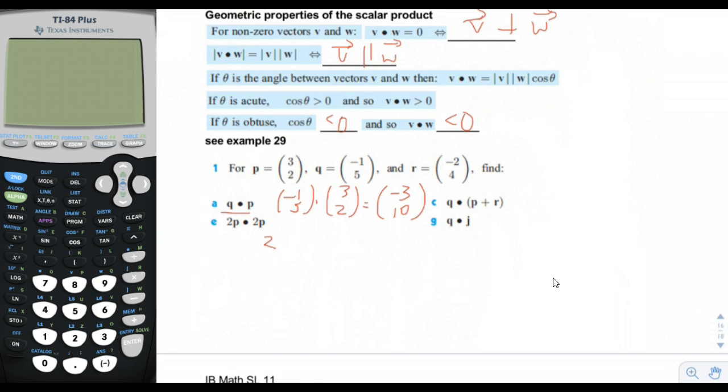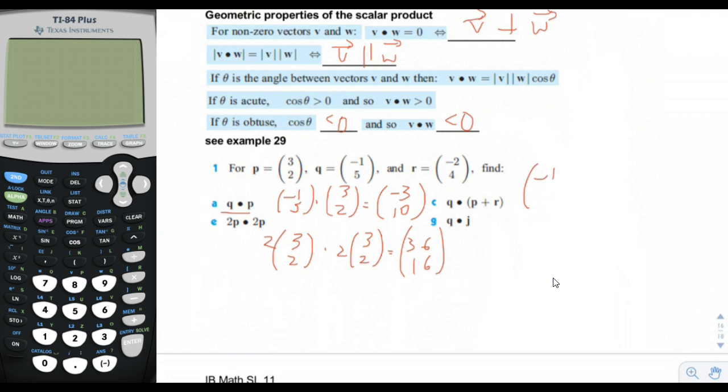2p dot 2p: (3, 2) dot (3, 2), with the scalars, you just multiply them also. So you just multiply all of them together. 2 times 3 times 2 times 3 would be 36, right? And the bottom one would be 2 times 2 times 2 times 2, which would be 16.